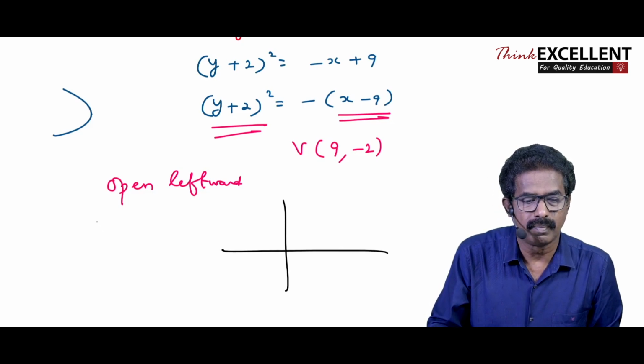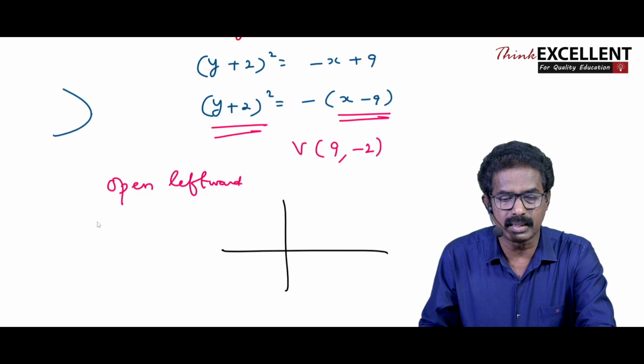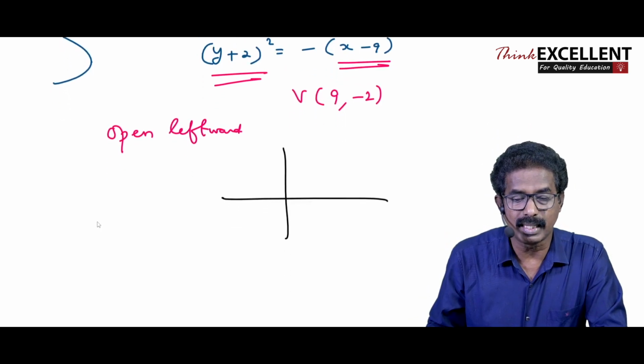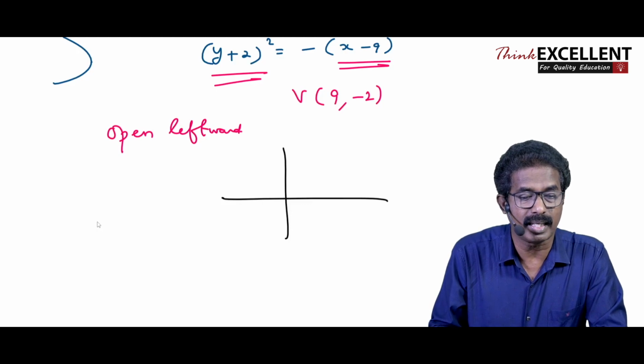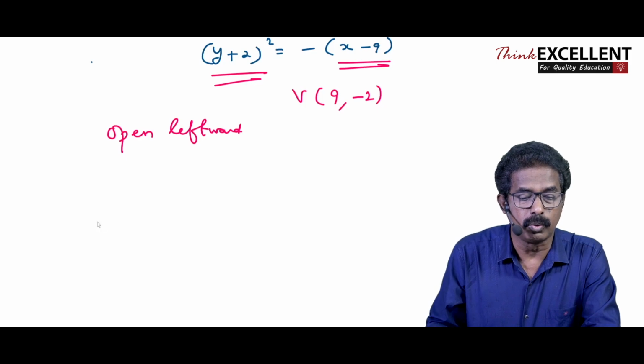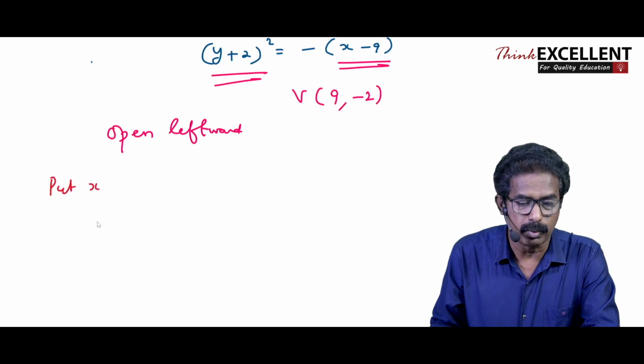So vertex mark பண்ணணும். Vertex is 9, minus 2. இன்னொன்று அது y ஆக்சிஸை எங்கே கட் பண்ணுதுன்னு பார்க்கணும்ல. We have to see where it cuts y axis. y ஆக்சிஸை எங்கே கட் பண்ணுதுன்னு செக் பண்ணோன்னா, you put x equal to 0.